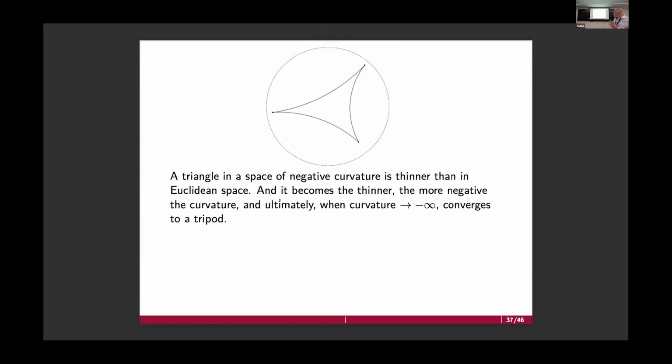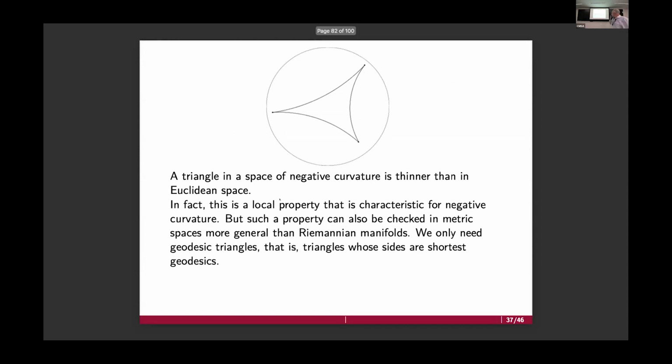And when you make the curvature more and more negative, let the curvature converge to minus infinity, then the triangles get thinner and thinner, and then it converges to a tripod. In fact, this is a local property that is characteristic for negative curvature. Now, we are dealing after all with metric spaces that are more general than Riemannian manifolds, even though Riemannian manifolds were in the background. The metric space we have is a discrete metric space with distances between data points, and still we want to have something similar.